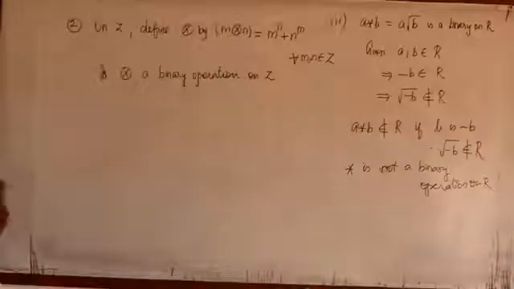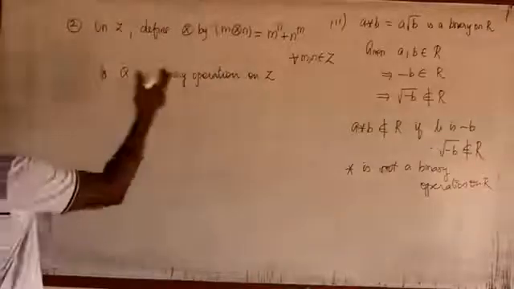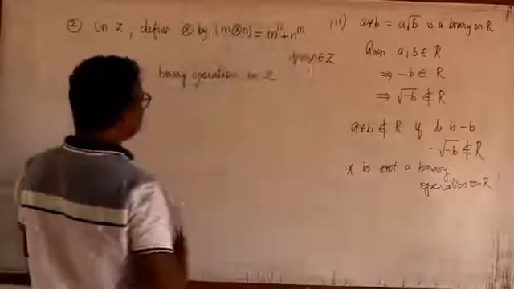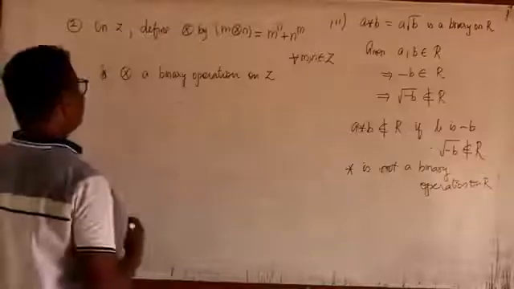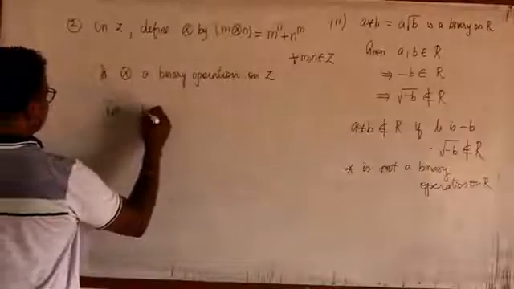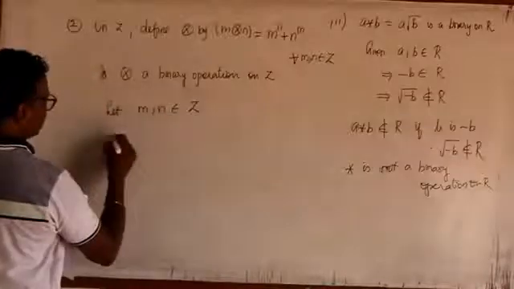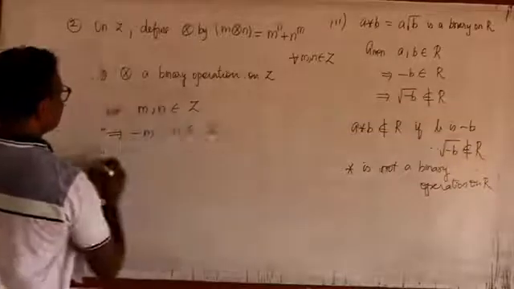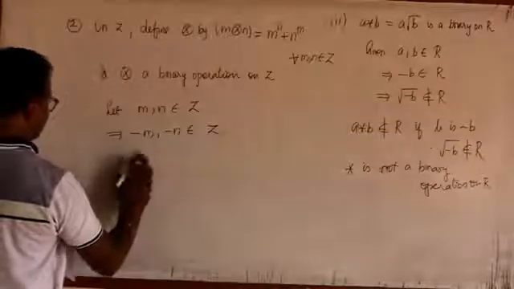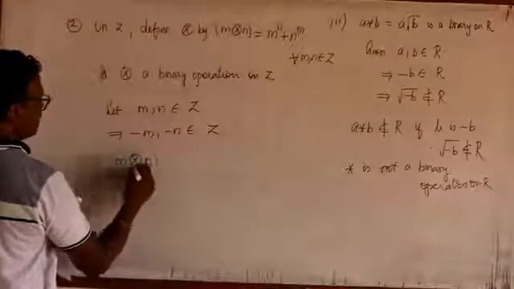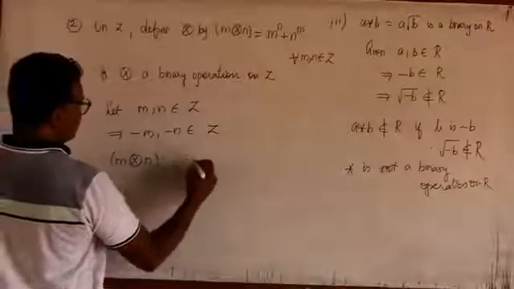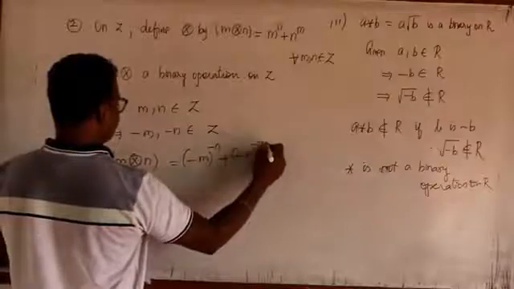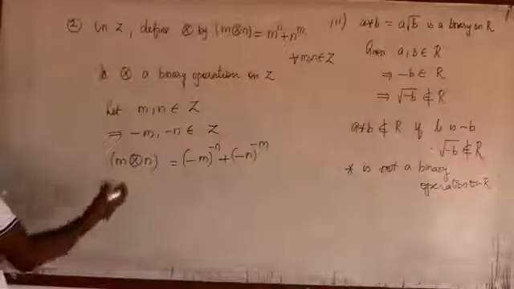So same thing. Let me take negative numbers and we shall see what happens. Because it will exist for positive numbers: m power n will always be an integer, n power m will also be an integer. So it's not necessary to check positive integers. We shall check for negative integers. Let m, n belong to Z. Then this implies minus m and minus n also belong to Z. Therefore m star n is minus m whole power minus n plus minus n whole power minus m. We shall check for any two numbers.